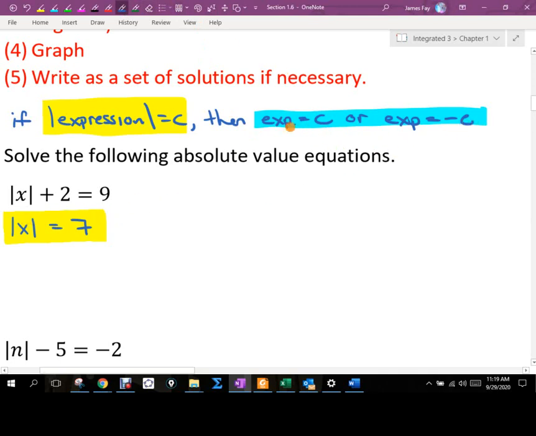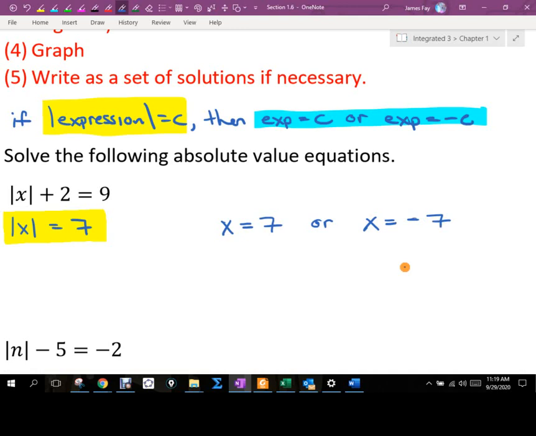So now if the yellow things match, we can then say this blue thing about our specific problem. So it was whatever the expression was, which is x, is equal to 7. Okay. Or your expression, which again was x, is equal to the opposite of our c, which is the opposite of 7. Okay. Does that make sense?